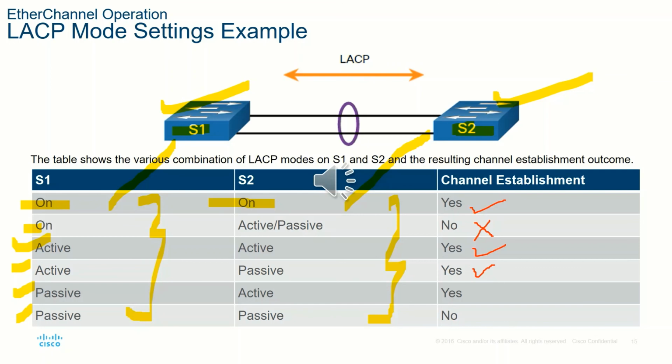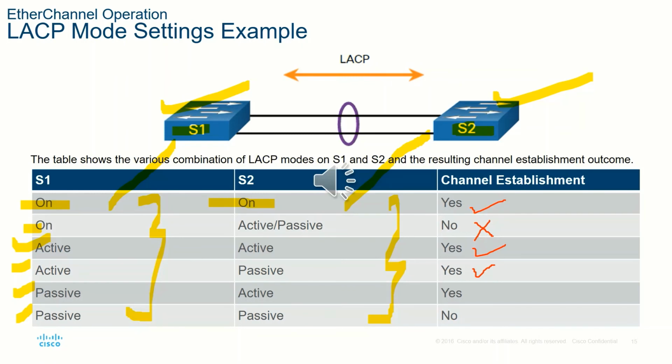We will go to the next combination, passive and active. In switch 1 we are going to configure passive. In switch 2 we are going to configure active. So here one of the devices, switch 2, is in active. That means switch 2 is going to send the negotiation. Switch 2 will send the LACP packets to switch 1. Switch 1, after receiving the switch 2 LACP packet, is going to send back a response. So in this combination also the EtherChannel will be created. We go to the last combination.